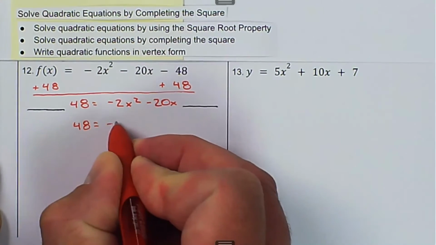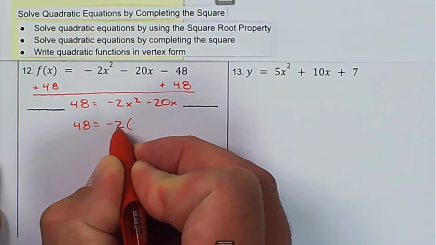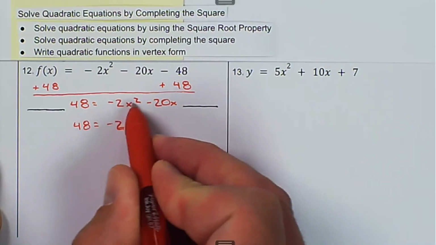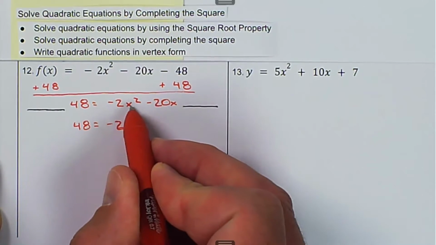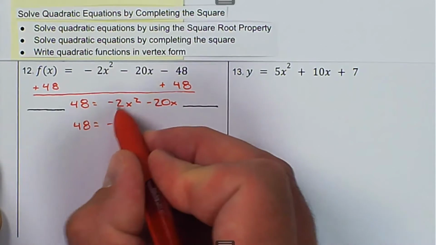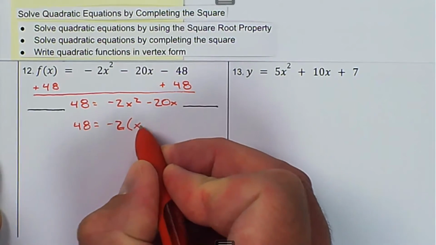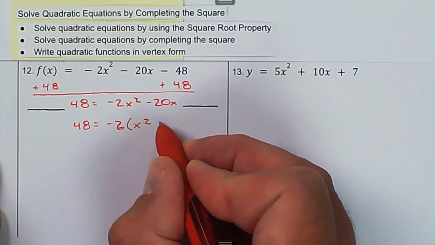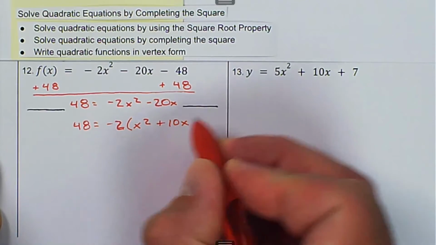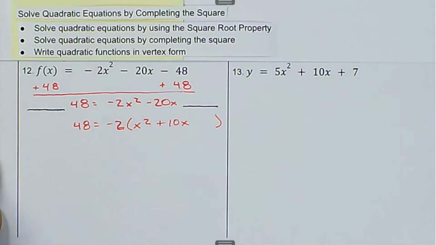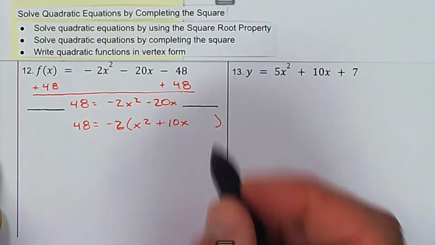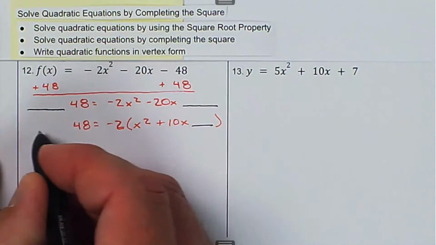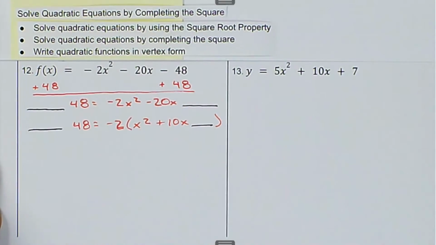So 48 is equal to negative 2. If you factor negative 2 here, x squared divided by negative 2 is just x squared. Negative 20x divided by negative 2 is just positive 10x. And then we still have the c value that we're going to add to both sides of the equation.